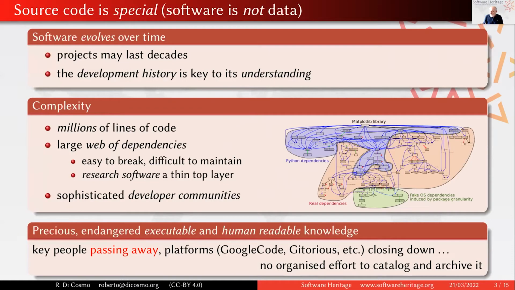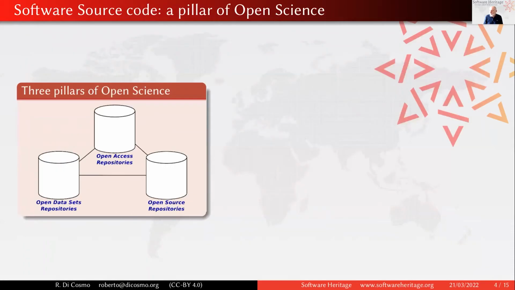So this is a general introduction to software and why source code is important, why we should care about it. But if you focus now on open science, you see that there are many pillars of open science. Of course, we have learned about open access, the best practices, the open repositories, the question about licensing, a long story. Then you have also explored a way of handling open data, which is also a complex issue in itself. But then we come to the third pillar, which is very important, which is open source repositories.